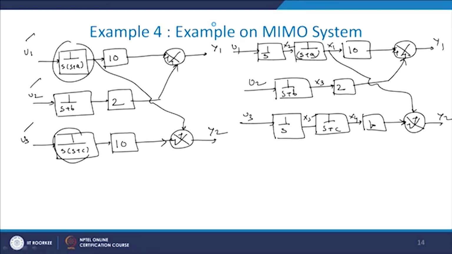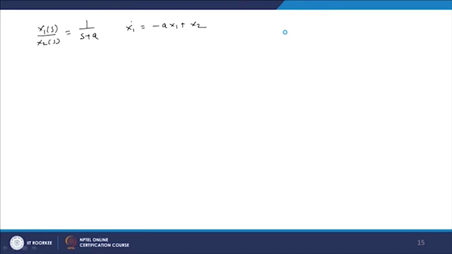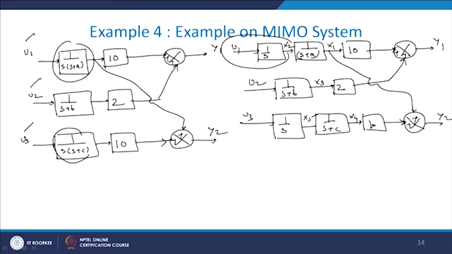Now we have seen this block. Now coming to another block, that is this part. This part is x2 of s divided by u1 of s equal to 1 by s. So you cross multiply it, we will get x2 dot equal to u1. So you can say this is equation number 1, I can take this as equation number 2. So this portion has been completed. Now coming to this portion.